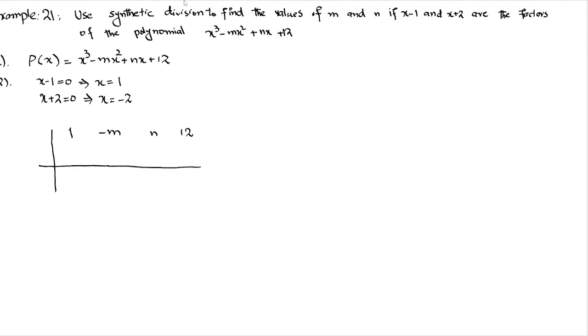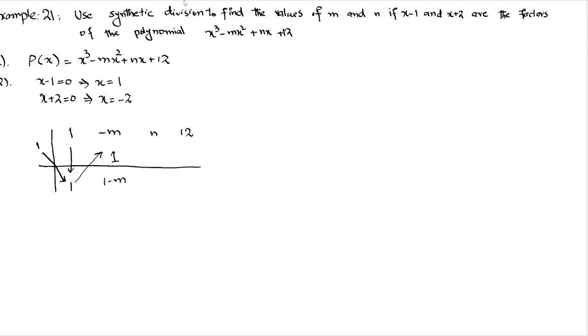And first we will consider the factor x minus 1, for which the value of x is 1. We will write the first coefficient as it is, which is 1. Now we will multiply the value of x with the first coefficient and write the value under the second coefficient. So 1 multiplied with 1 is 1. Now we will perform summation of the two, which is 1 minus m.